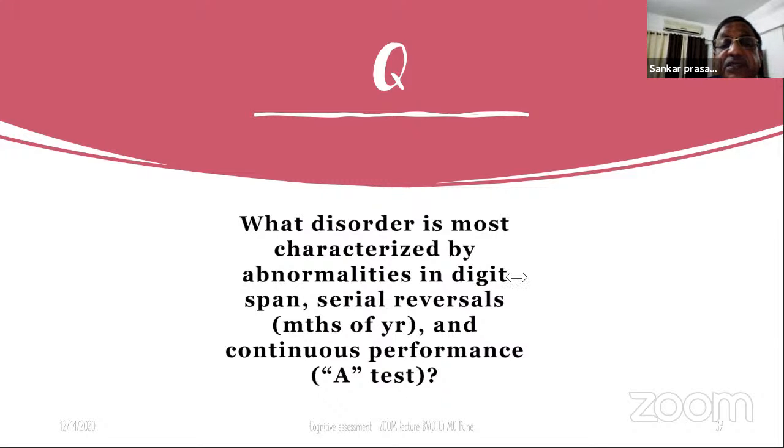Somebody can answer this question. See, cognitive neurology is a bit difficult to understand unless you participate. This class will be boring, and you will not. So let's try. Somebody can answer this. What disorder is most characterized by abnormalities in digit span, serial reversals, and continuous performance? So one of you has to answer this question.